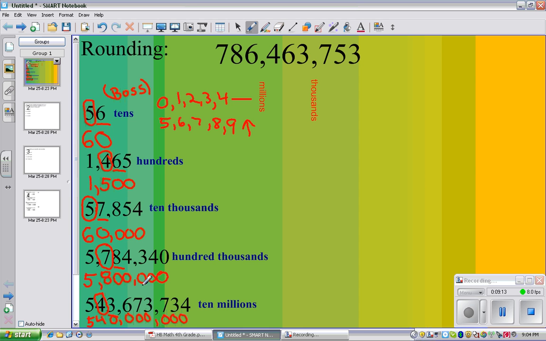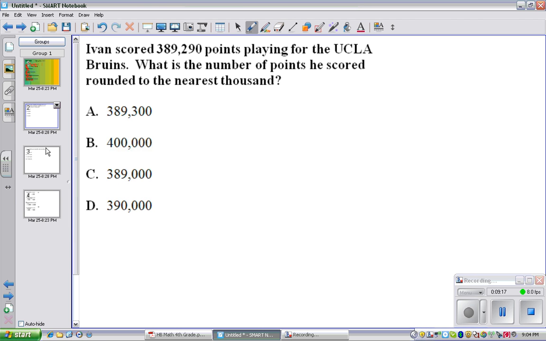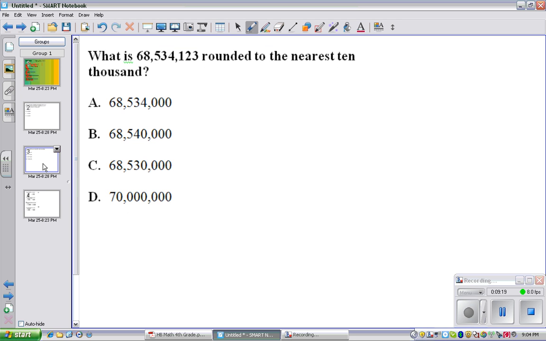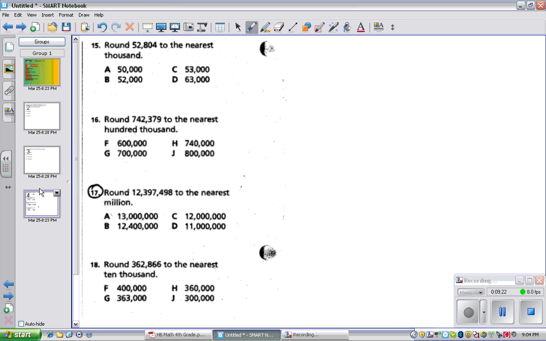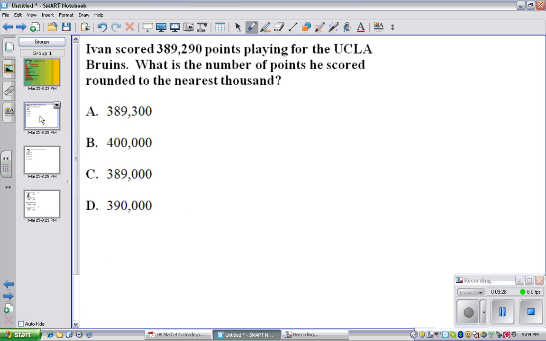Please now use your interactive worksheet to do the following problems: 1, 2, 3, 4, 5, and 6. Round each of those on your own, then press play again to see if you are correct.